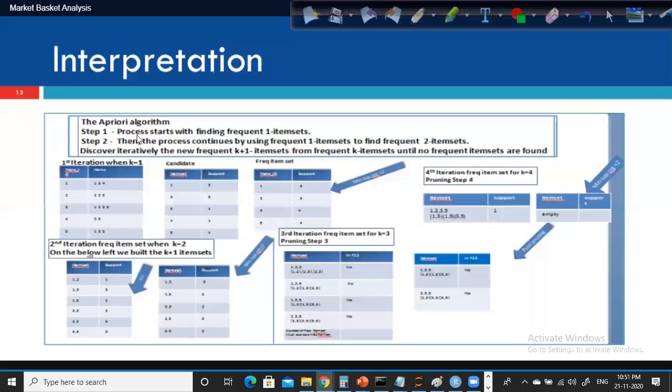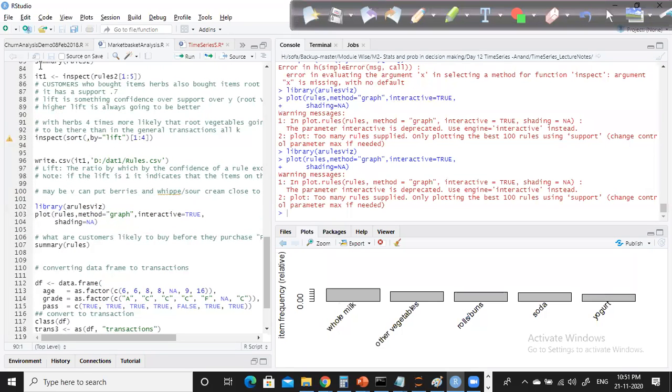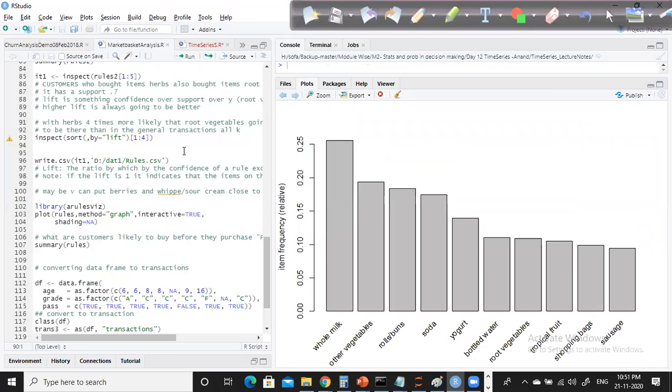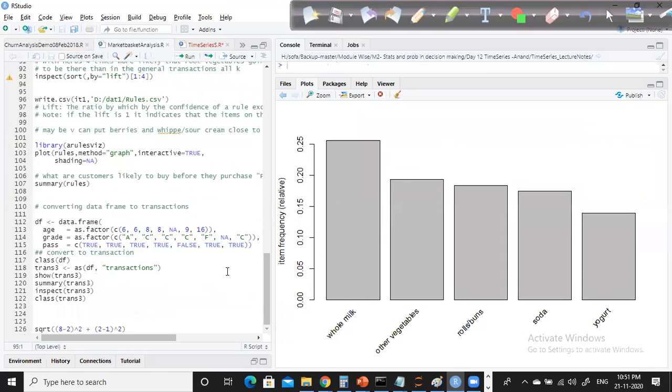Okay, three steps. Step 1, step 2, and then discover iteratively the new frequent itemsets, again and again, until no more frequent items are found. As long as frequent items are found, you need to keep finding the frequent items of size 1, 2, 3, up to k plus 1. That is the whole idea. Again, there is some problem with the support count. I'll share this code also. They use different support counts, but in a real-time scenario, it's very simple.